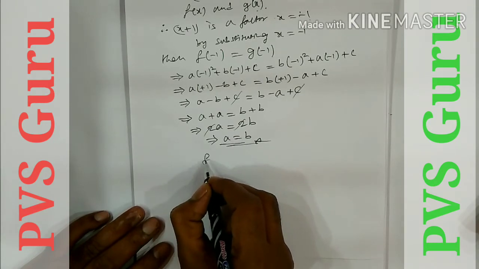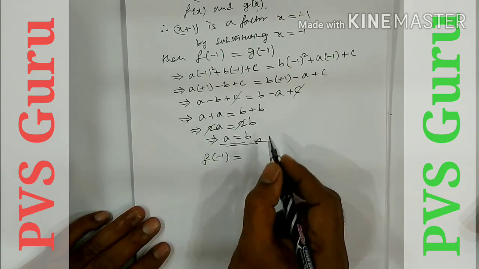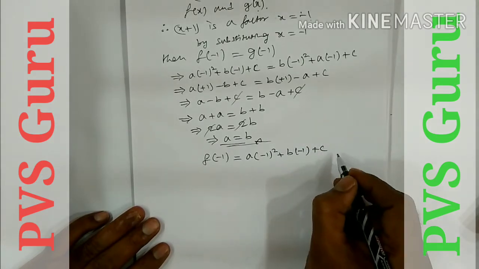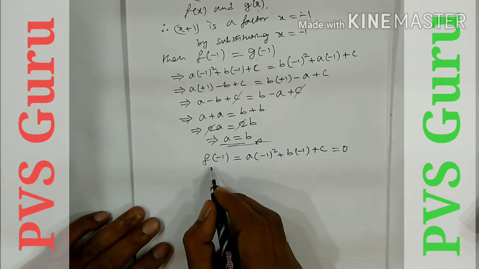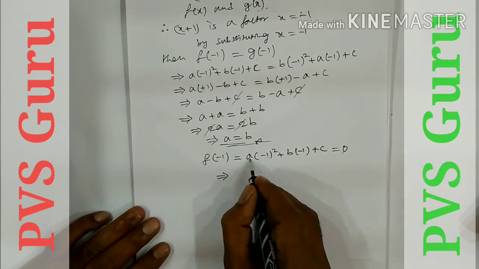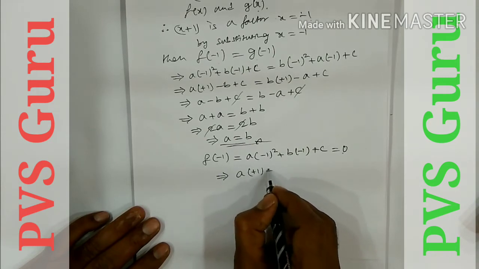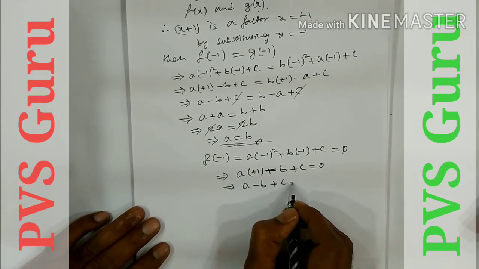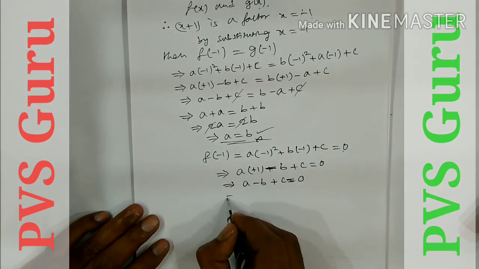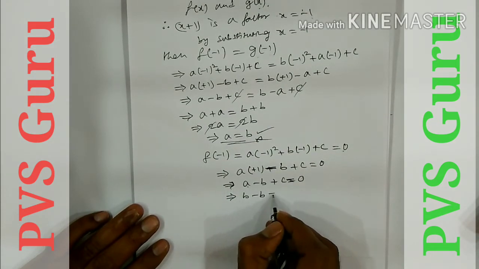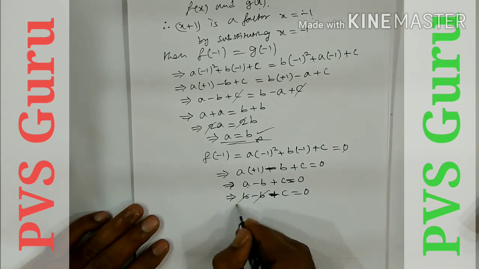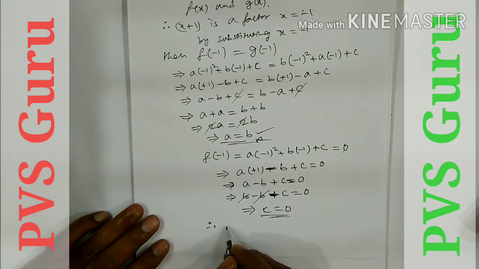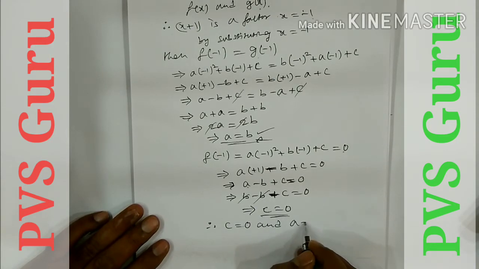Now f of minus 1 you take. F of minus 1 is equal to a into minus 1 square plus b into minus 1 plus c is equal to 0, since if x plus 1 is a factor, f of minus 1 is equal to 0. So a into 1 is a, plus 1, minus b plus c is equal to 0. So this is a minus b plus c is equal to 0. Here a is equal to b, so in the place of a you substitute b: b minus b plus c is equal to 0. b gets cancelled. Therefore c is equal to 0. Hence c is equal to 0 and a is equal to b.